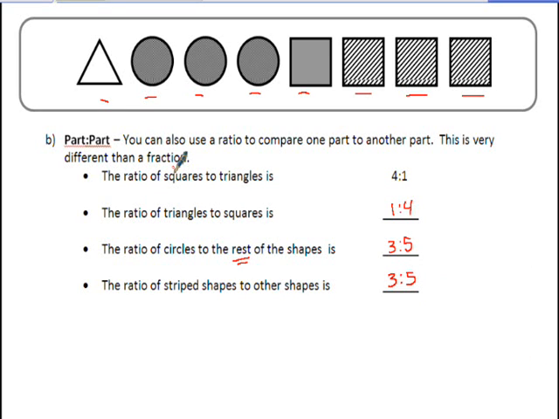Alright, that's the two types of ratios that we're going to be looking at when we compare a part to a whole or a part to a part.